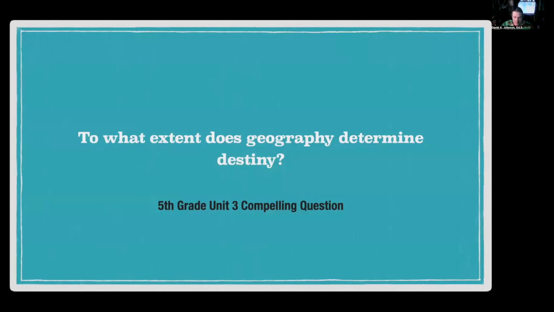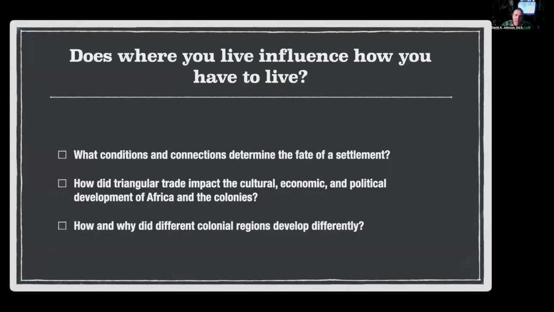So on that note, Unit 3: to what extent does geography determine destiny? I really love this question. And this is actually a question that pops up in sixth grade. It pops up in seventh grade. It could probably pop up in a couple of places in high school if we had some high school units. It's a really good question. So here we talk a little bit more about those conditions and connections, and that's our first supporting question, the first lesson. What conditions and connections determine the fate of a settlement? Phil has some great activities in here that he's going to showcase in a little bit. And they're actually some of my favorite in his entire repertoire.